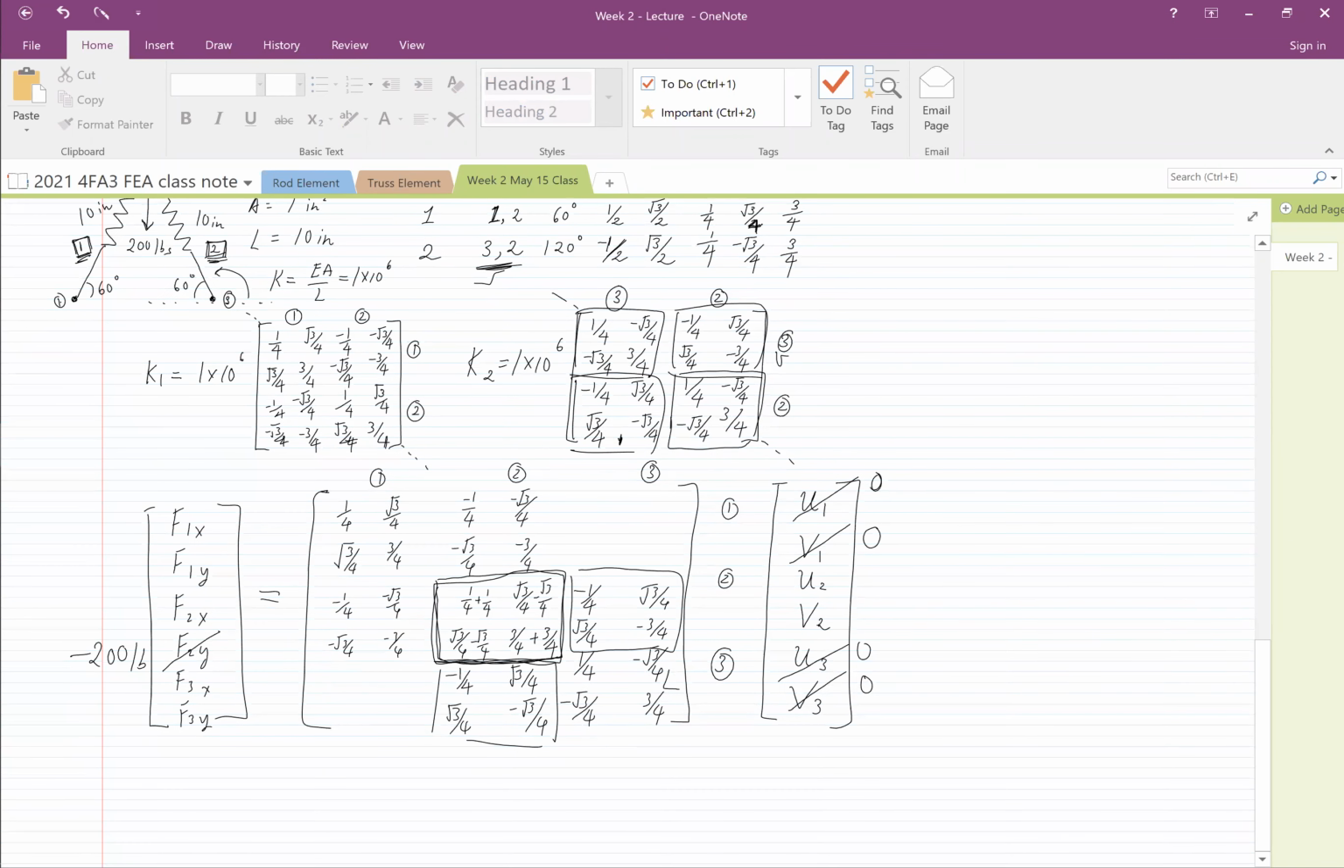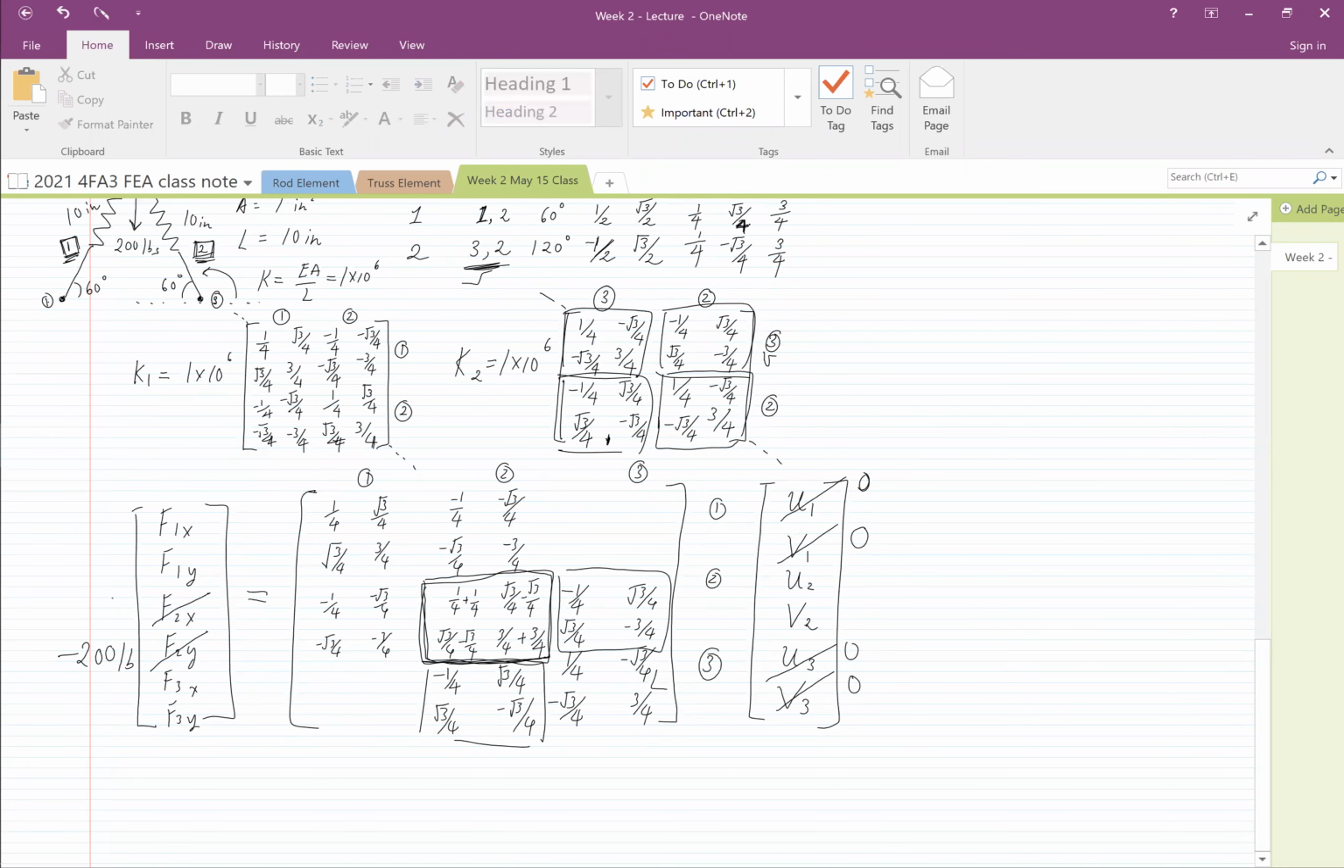applied to F2, applied to node 2 horizontally. Well, this is 0. And then we have 2 equations and 2 unknowns, and we can solve for U2 and V2.